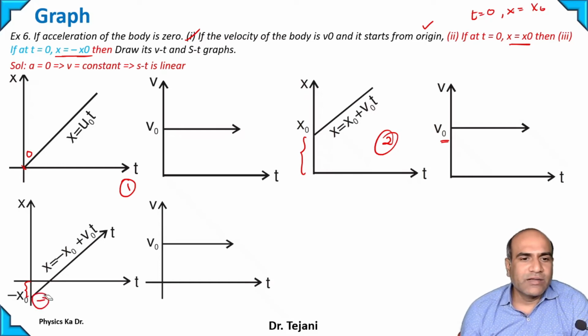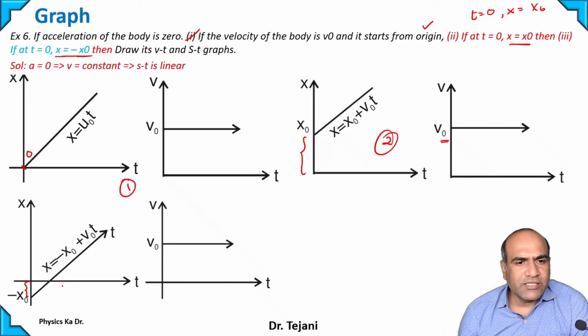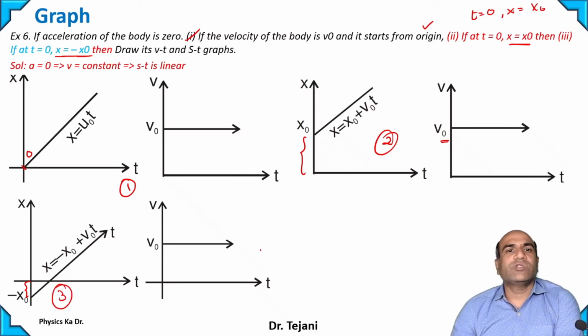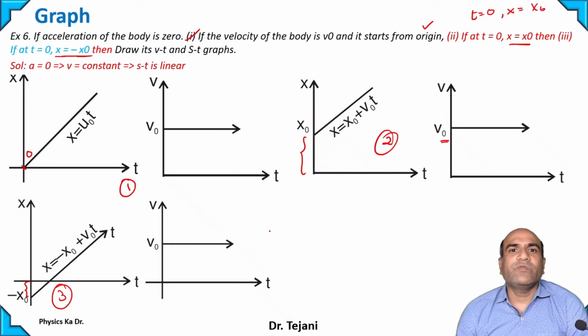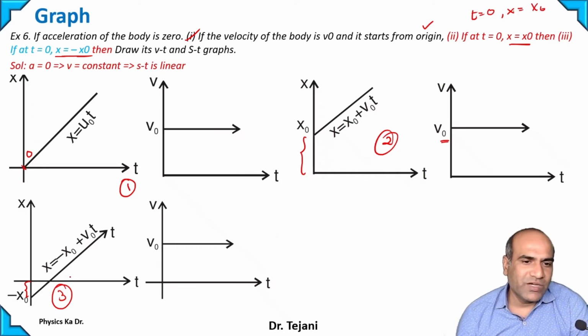The graph should start from negative x0. All other conditions are similar. There is no change in the other conditions. So it should start from negative. Right. So draw the VT and ST graphs. So these are the VT and ST graphs.